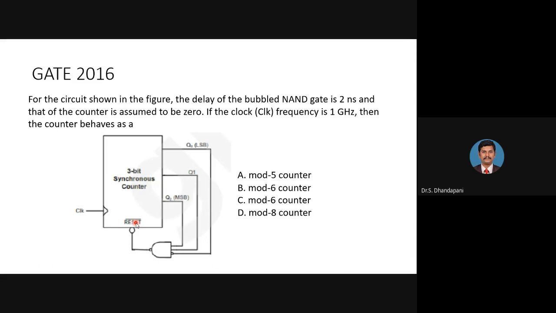Now the question is whether the counter is acting as a mod 5 or mod 6 or mod 8 counter. Actually, there is a typing mistake. Mod 6 is available 2 times. Whether it is a mod 5 or mod 6 or mod 8 counter, any guess? By seeing the diagram, I am repeating once again. This is a 3-bit synchronous counter. Output is having 3 bits. Q0 is LSB, Q2 is MSB. Q2, Q1 are connected directly. Q0 is connected via a bubble, that is an inverter.